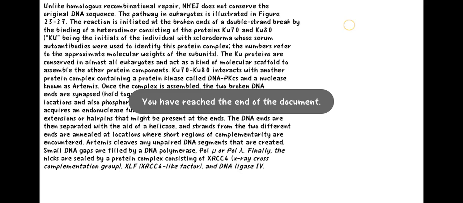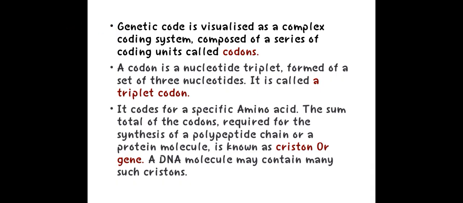Genetic code is visualized as a complex coding system composed of a series of coding units called codons. A codon is a nucleotide triplet formed of a set of 3 nucleotides. It is called a triplet codon. It codes for specific amino acids. The sum total of the codons required for the synthesis of a polypeptide chain or protein molecule is called a cistron or gene. The DNA molecule can contain many such cistrons.